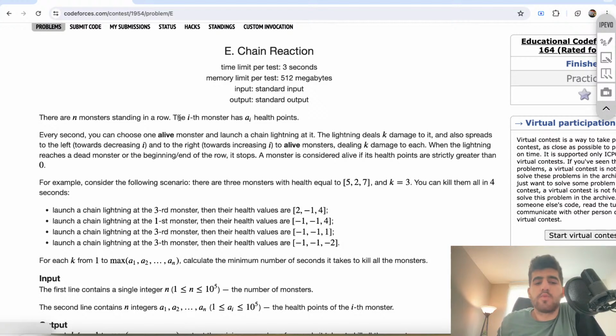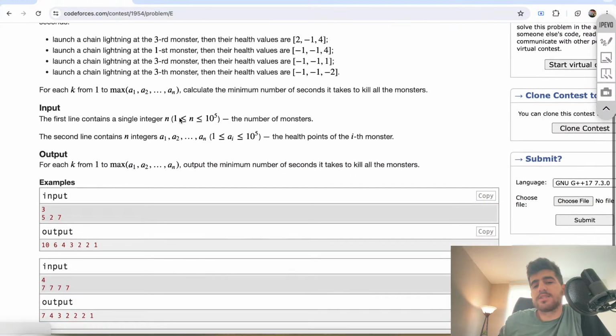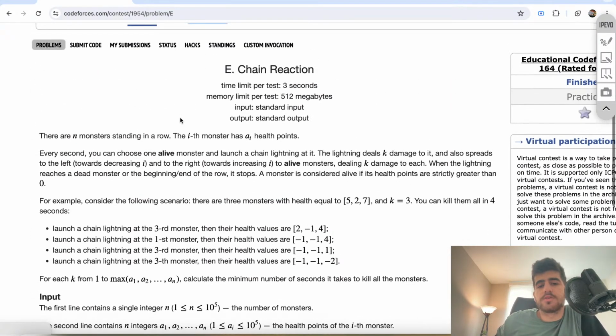For each k from 1 to the maximum of a_1 to a_n, calculate the minimum number of seconds it takes to kill all the monsters. Dealing k damage, when the lightning reaches a dead monster it stops, and it also spreads to the left and to the right to alive monsters. Okay, I see.